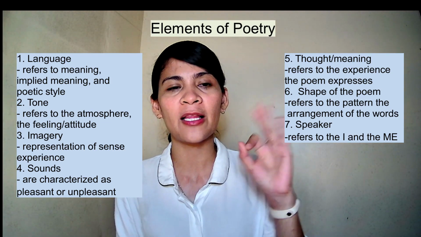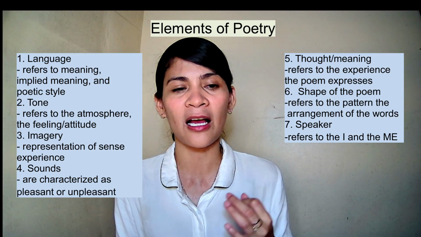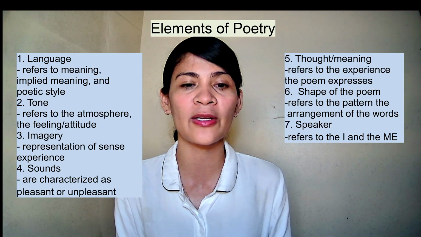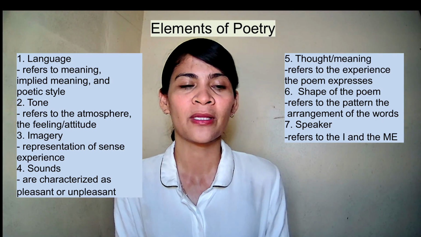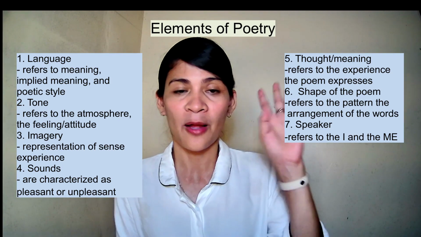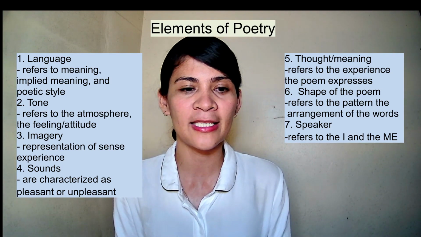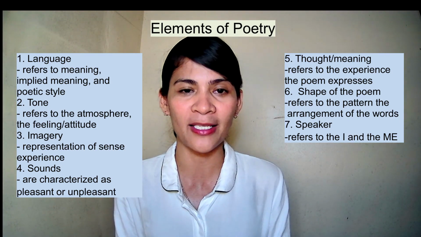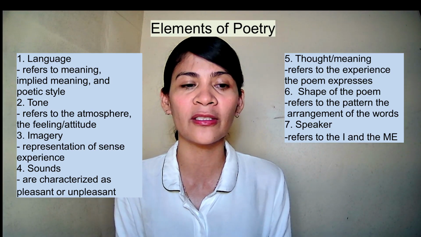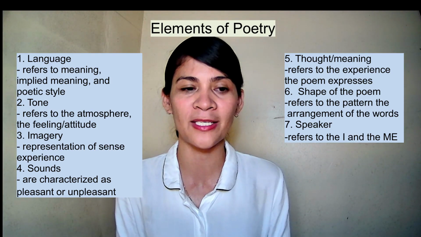The number 3 element of poetry is imagery. This is the representation of sense experience, or the total sensory suggestion of poetry. So imagery is the representation of your senses. Number 4, sounds. Sounds are characterized either as pleasant or unpleasant. Number 5 is the thought, or meaning, which refers to the experience the poem expresses.